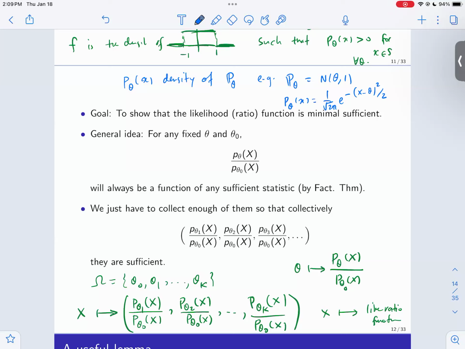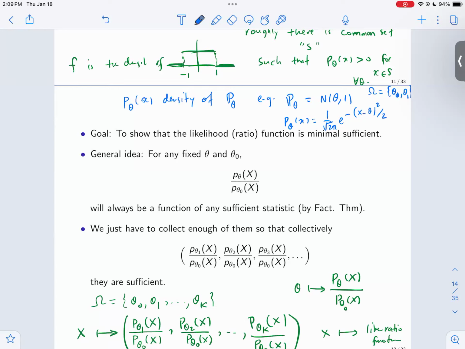Usually people don't restrict the parameter to be finite, but let's say I restrict my parameter space, remember the parameter space is omega, to be theta naught and theta 1. So this is really a binary parameter space, effectively hypothesis testing. Basically, I want to test whether the data is coming from a normal with mean theta naught or a normal with mean theta 1. So theta belongs to this. Then I really have one likelihood ratio. These are possible values of theta you take.